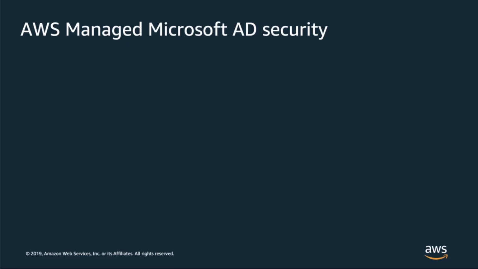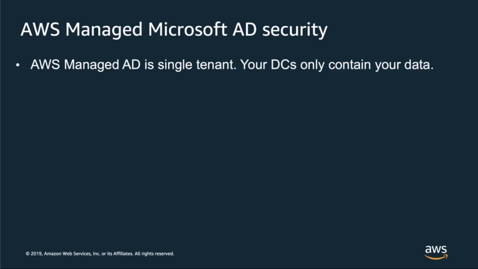Okay, so we talked about Active Directory security, but let's dig in a little bit more on how AWS Managed AD security works. Well, number one, AWS Managed AD is single tenant, which means that when we deploy domain controllers for you, it only contains your data. It does not contain or co-locate any other customer's data. This doesn't mean the EC2 instances that are running as domain controllers are dedicated tenants. It just means that the Active Directory data running on the EC2 instances is just your own.